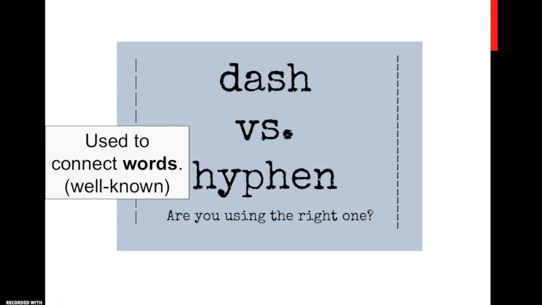A hyphen, which is not what we will be discussing in this sentence pattern, is used to connect words. One example is well-known. That word is joined by a hyphen. When typing, one only taps the dash key one time for a hyphen.